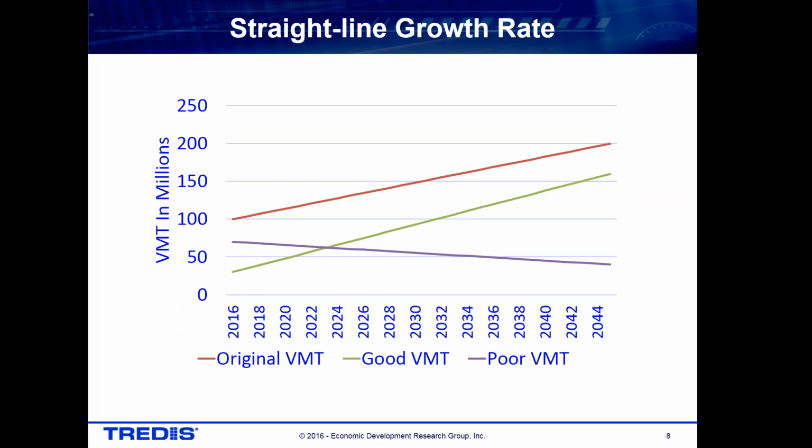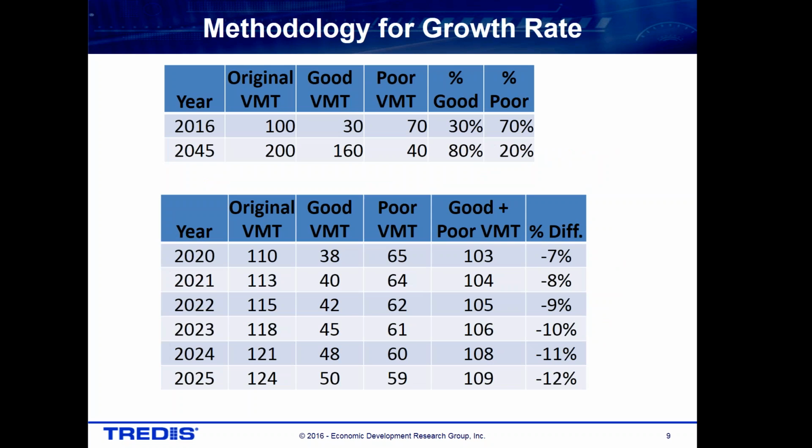When conducting this type of analysis, it's important to use a straight line growth rate. TREDIS has included a setting feature to select a straight line growth rate, which enables the estimated sum of both good and poor pavement to exactly match the original amount of VMT that's occurring in the study region. If a straight line growth rate is not applied, TREDIS uses a default compound annual growth rate, also known as CAGR, to fill in travel inputs for interim years.